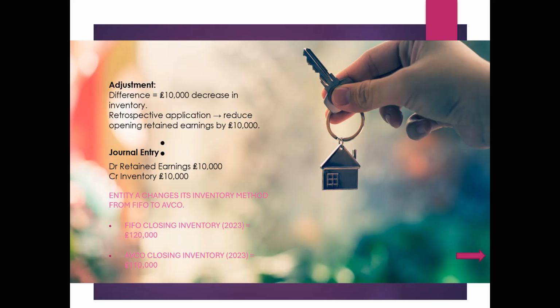So the difference here is £10,000, which is a decrease in inventory, because in 2023 the FIFO is 120,000, but now they've used the closing balance under AVCO, which is 110,000. So we have to apply the retrospective application to reduce the opening balance of retained earnings by 10,000. So the journal will be: debit retained earnings 10,000 and credit inventory 10,000.